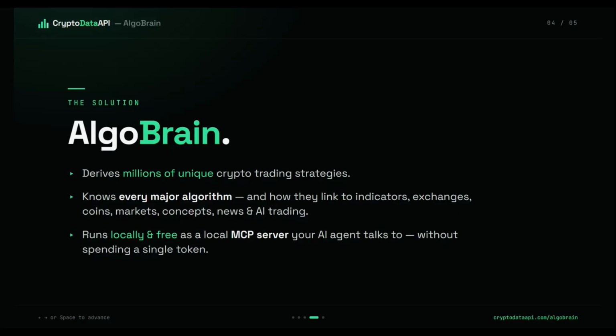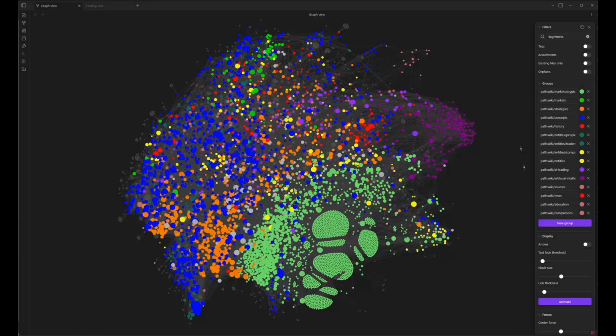The beauty of this is you can run it locally on your computer for free. You can run it as a local MCP server and let your AI agent talk directly to it without costing you a single AI token. Then your AI agent can use high quality information from the AlgoBrain knowledge base to generate unique crypto trading strategies.